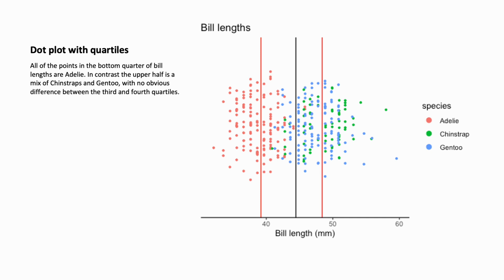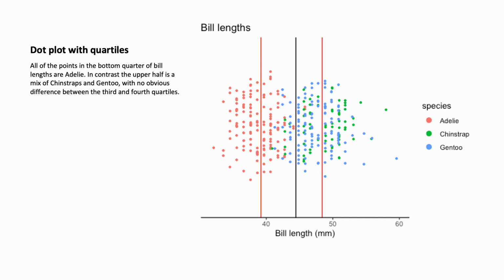Then in the third quartile, we see kind of a mix of Chinstrap and Gentoos and the two larger Adelies. And then in the fourth quartile, we don't see any Adelies, and we see a kind of mix of the other two. So this helps us to clarify that maybe there's something going on with the Adelies.